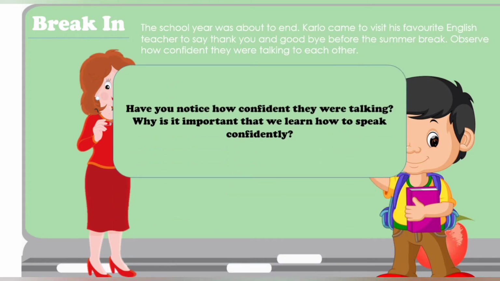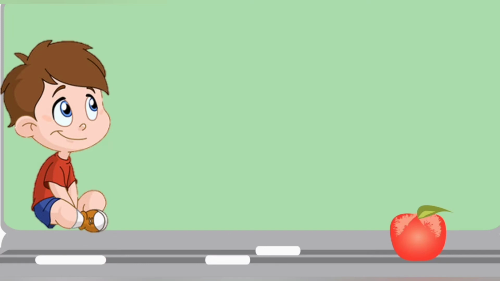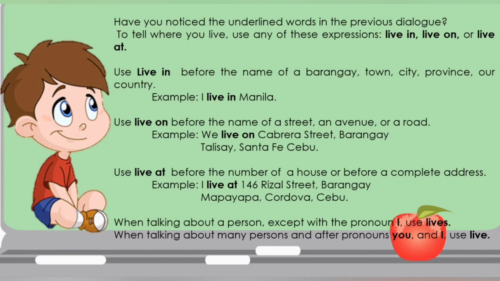Have you noticed how confident they were talking? Why is it important that we learn how to speak confidently? Have you noticed the underlined words in the previous dialogue? To tell where you live, use any of these expressions: live in, live on, or live at.